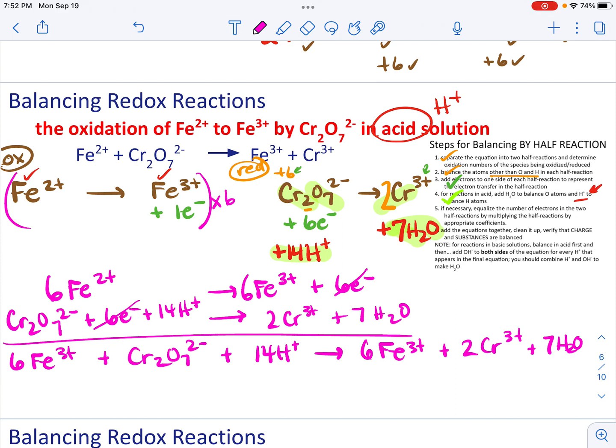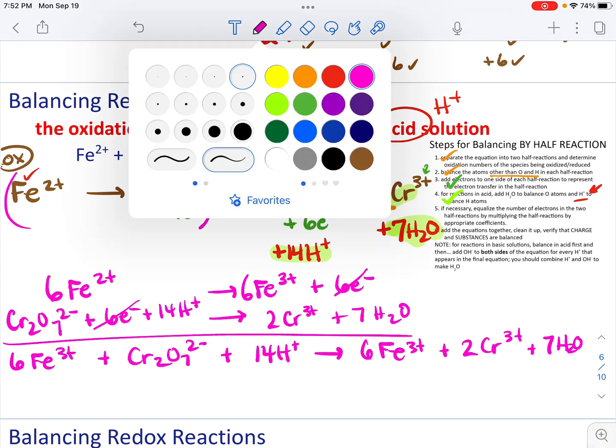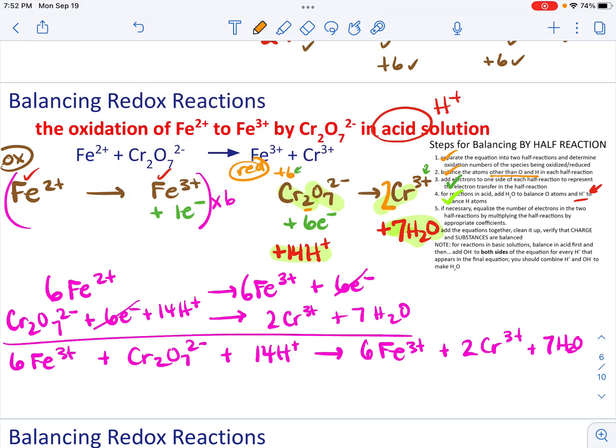Okay, so I have 6 irons on each side. I have 2 chromiums on each side. I have 7 oxygens and 14 hydrogens. My substances are good. On the left, I have 6 times 3 is 18 positives and 2 negatives and 14 positives. On the right, I have 18 positives and 6 positives, and that's it, right?